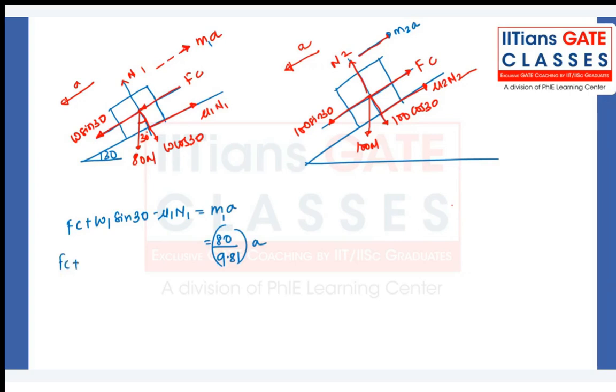That is 80 into 0.5 minus mu1 N1, so 0.4 into N1, where N1 is W cos 30. So 80 into cos of 30 is 69.28, and that is equal to 80 divided by 9.81 times acceleration. How much is 80 divided by 9.81? It will be 8.155 times acceleration. Let's call it equation number one, or can we further simplify it?